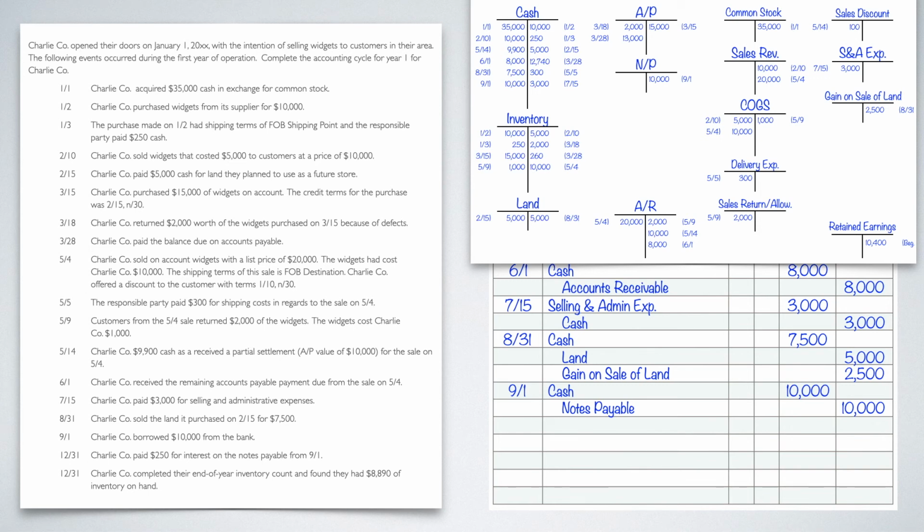Remember, cash is never in an end of the year adjustment. So this just so happens to be an end of the year entry. But it says Charlie Company paid $250 for interest on the notes payable from 9-1. And so we're actually paying it in cash. So is our cash affected? Yes, it is. What is it doing? It is going down. So we will say cash of $250 is the credit.